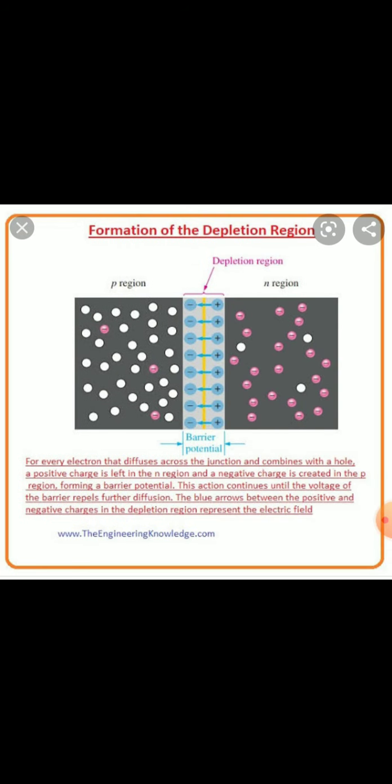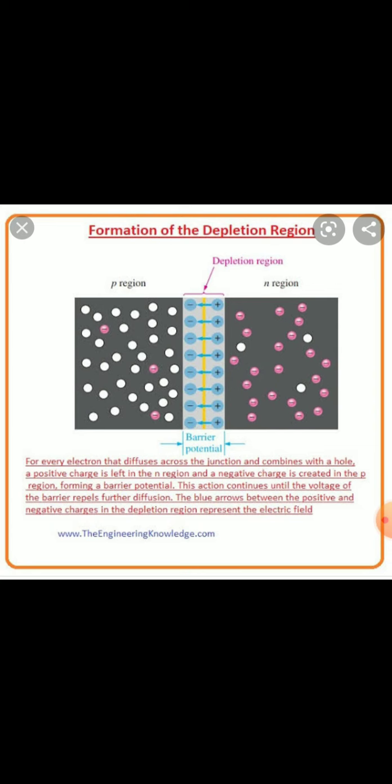This is the process of the formation of the depletion region. The term depletion means the region is depleted of charge carriers, and charge carriers mean free electrons and holes. Due to the diffusion across the junction, the depletion layer is formed. It is a very thin region when compared to the N region and P region.